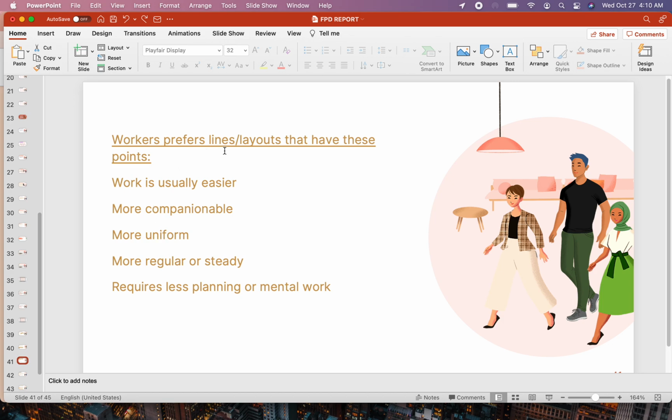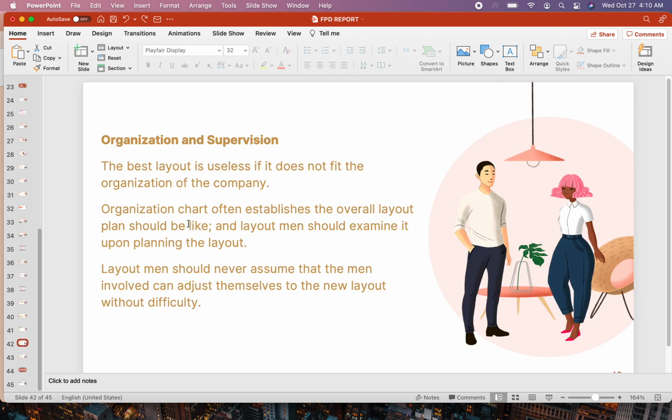Workers prefer lines or layouts that have these points. Work is usually easier, more companionable, more uniform, more regular or steady, and it should require less planning or mental work. Of course, and this is organization and supervision.